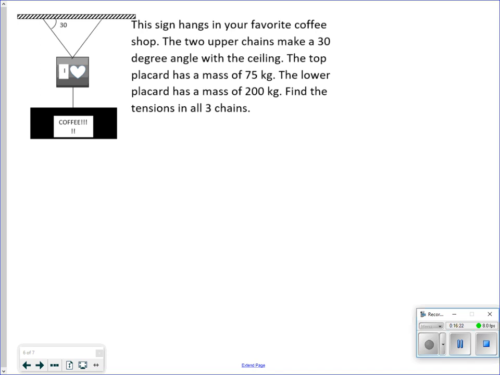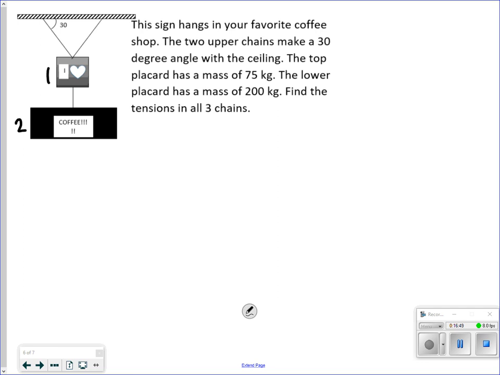Alrighty, let's do this. Two upper chains make a 30-degree angle with the ceiling, top placard, bottom placard. Find the tensions in all 3 chains. When you work with objects that have more than one body in them, you should really do them individually. Let's call this one number 2, and this one number 1. I'm going to start with the bottom and work my way up. That's going to be easier for me.